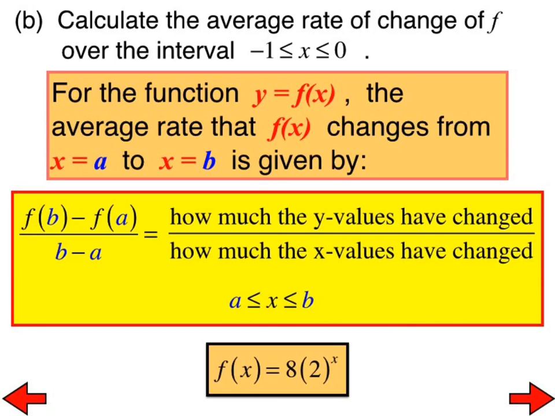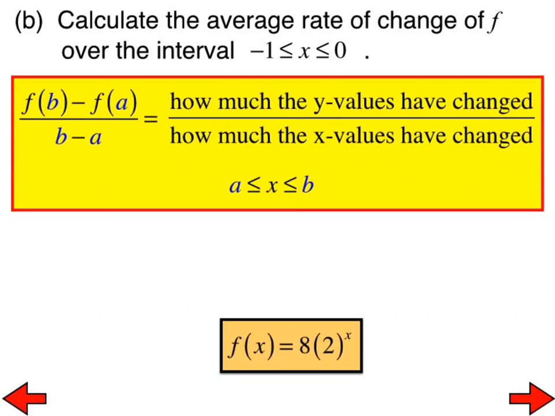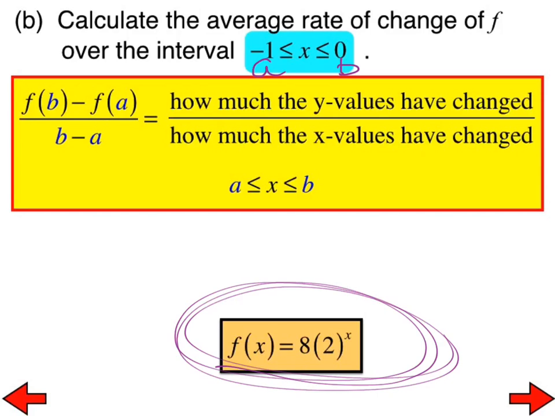So, here we go. We want to find the average rate of change from -1 to 0. So what's a? Between those two numbers, what's a? What's b? 0. All right, so what we need to do is find f of b minus f of a over b minus a, where once again, a is -1 and b is 0, and we're using the same function that we used in part A. Go ahead and figure that out.